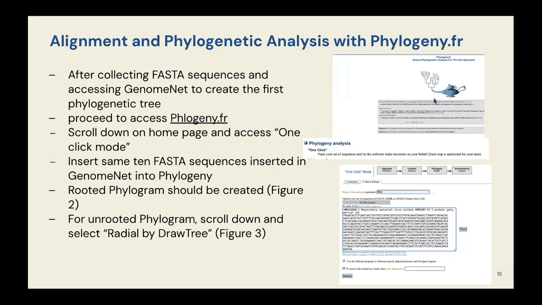After we got our first one with GenomeNet, we proceeded to go to phylogeny.fr. We just copied the same 10 FASTA sequences and inserted them into phylogeny, and it helped us create a rooted phylogram. And then for the unrooted phylogram that we created here, we just scrolled down and selected radial by draw tree.